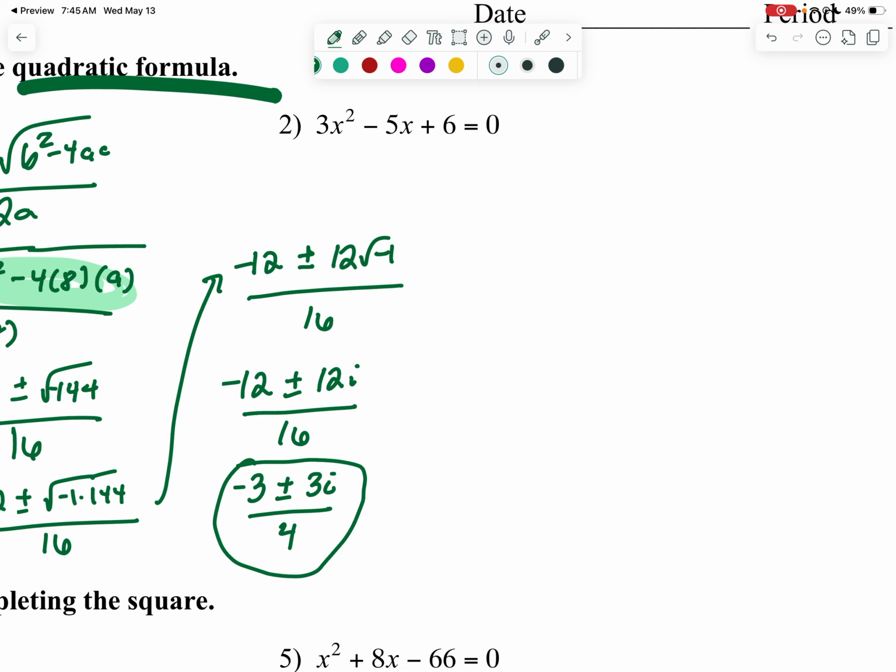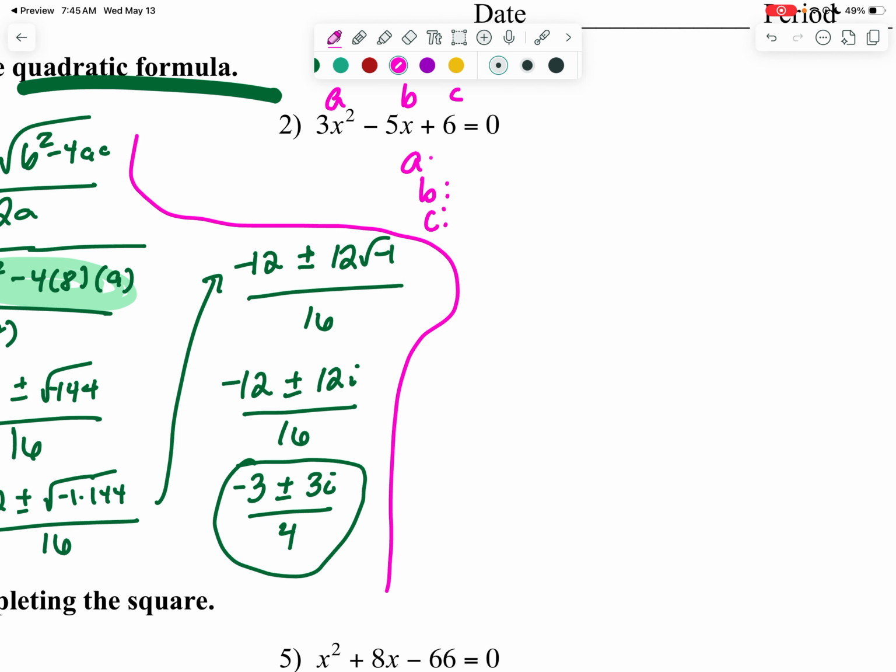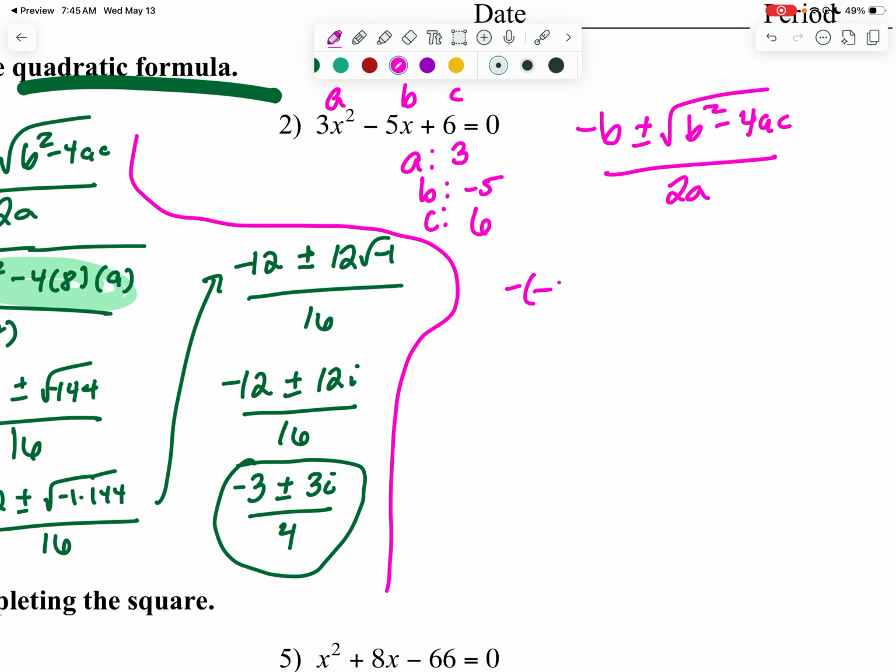Same thing with number 2 here. So I'm going to think about using the quadratic formula. Remember that whenever you're finding your a, b, and c values, you're also taking the sign. So for b, it's not going to be just 5. It's going to be negative 5 also. So then, using our handy-dandy formula, our favorite formula, I'm just going to plug in.